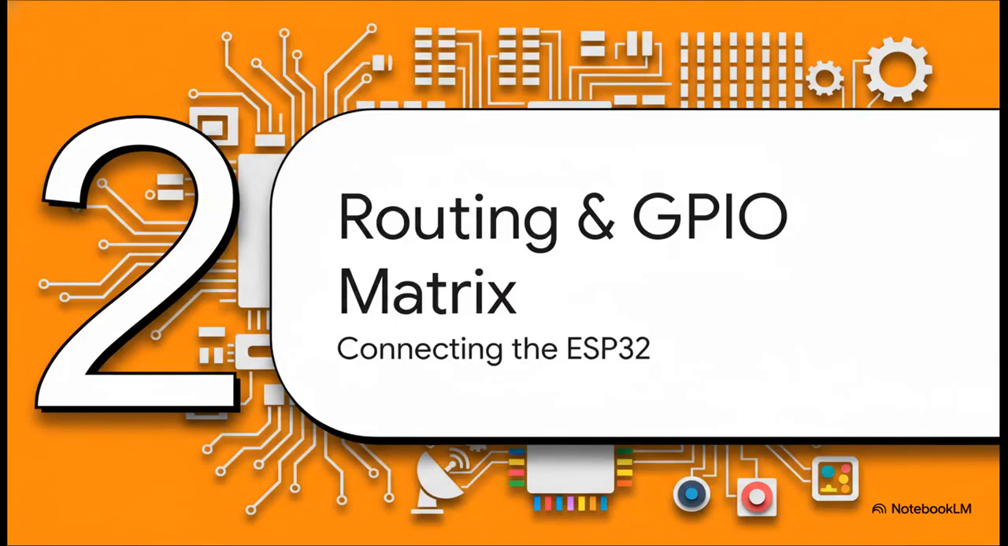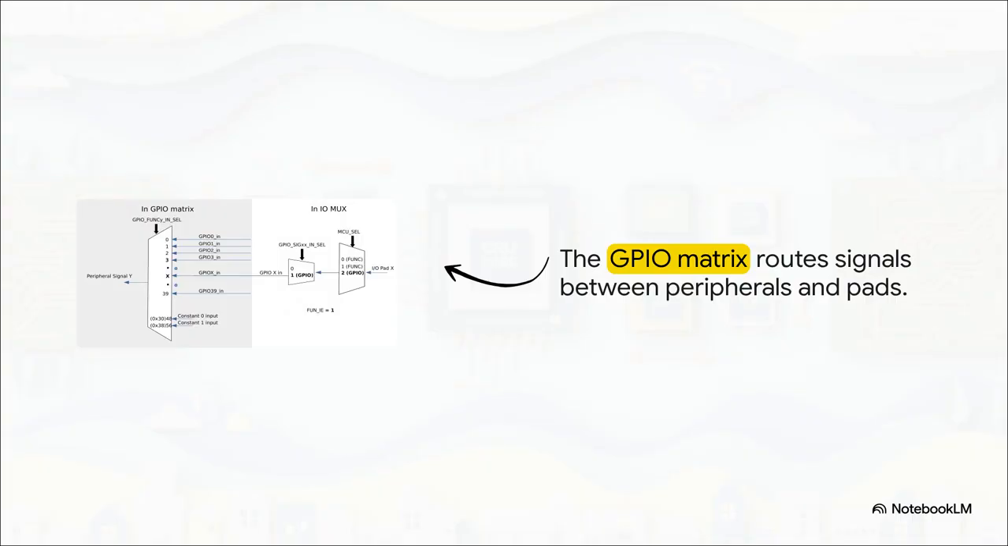Moving right along to Section 2, routing with the GPIO matrix. Stepping out from the core, the GPIO matrix essentially acts like this massive, programmable switchboard. With a lot of older microcontrollers, specific pins are hardwired to specific functions. You're basically stuck with what you get. But here, the matrix lets you route 162 internal peripheral inputs to almost any of the 34 physical pins. It just gives you unbelievable flexibility when you're designing custom printed circuit boards.